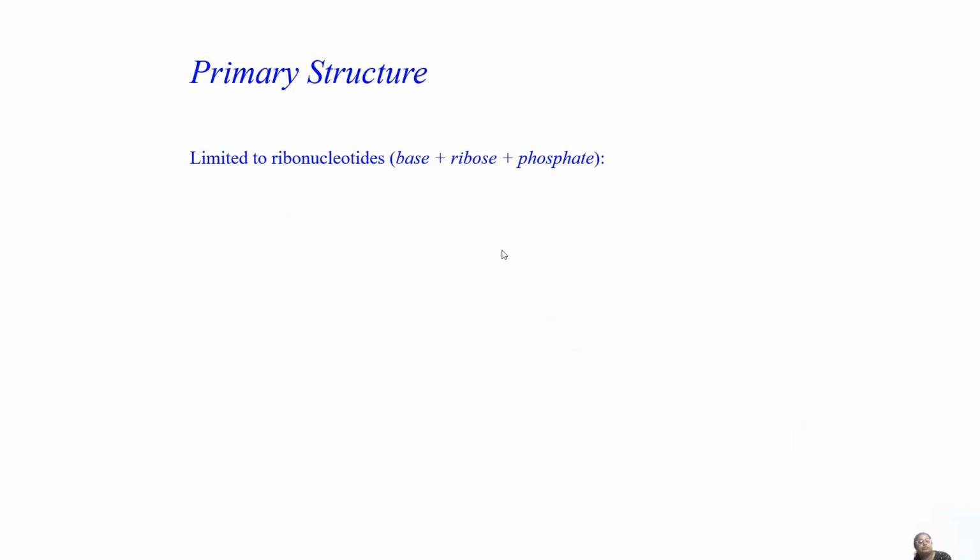So the primary structure is limited to ribonucleic nucleotides, like base, ribose plus phosphate. The common bases are A, G, C, U, that is adenine, guanine, cytosine, and uracil. The uncommon bases are pseudouridine, inosine, etc.